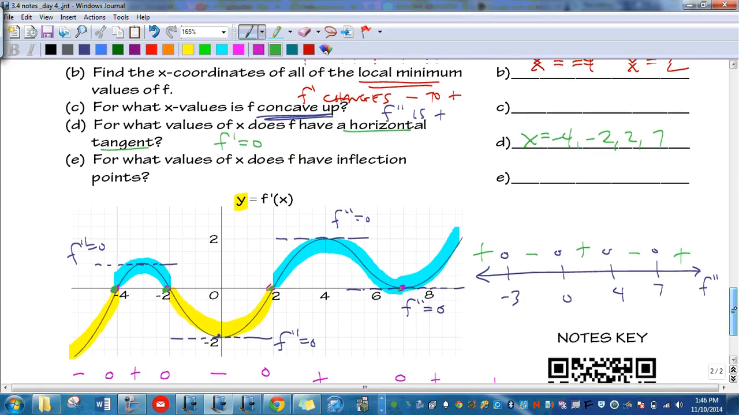So in part C, we're trying to figure out when it's concave up. That's going to happen when the second derivative is positive. So we have 3 intervals there, from -infinity to -3, 0 to 4, and from 7 to infinity.